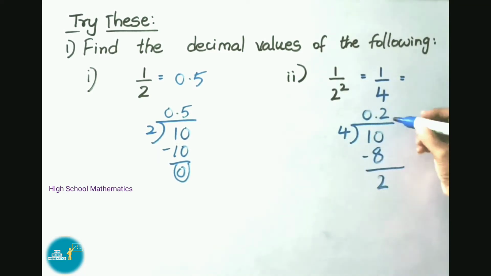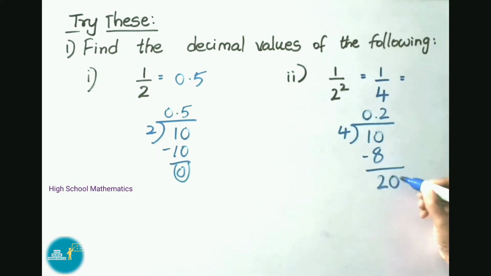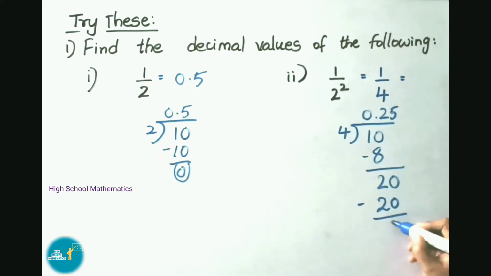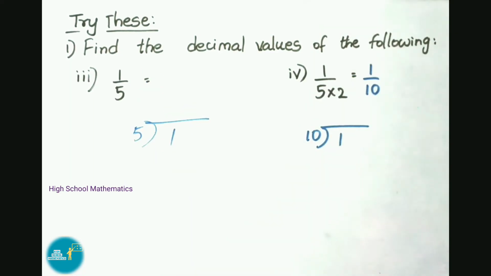Here 2 is less than 4. Since decimal is there, add a 0 here. Now the number is 20. 4 table, 5 times 20. So 20 minus 20 we get a remainder 0. Therefore 1 by 2 square means 1 by 4, which is equal to 0.25.